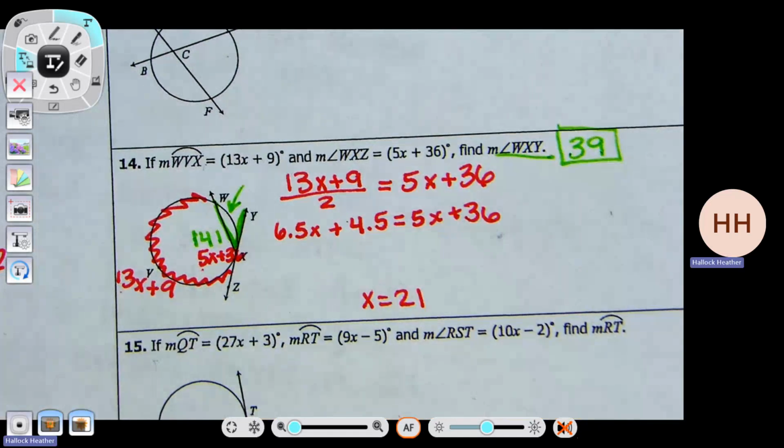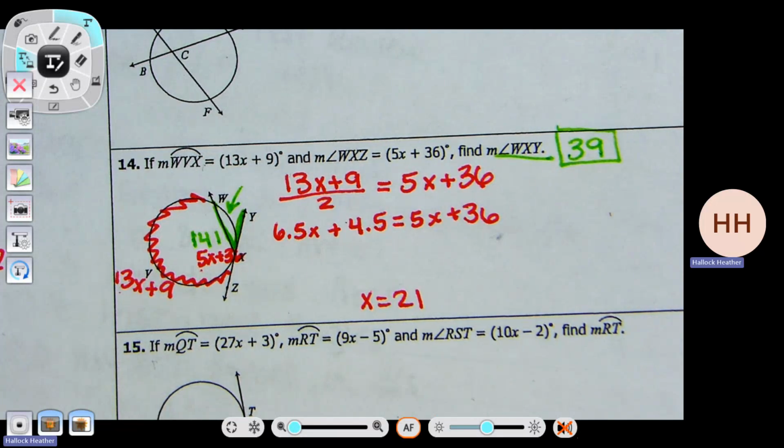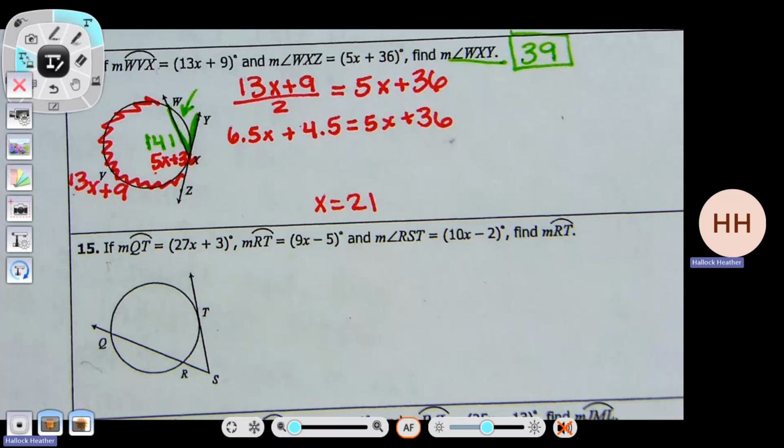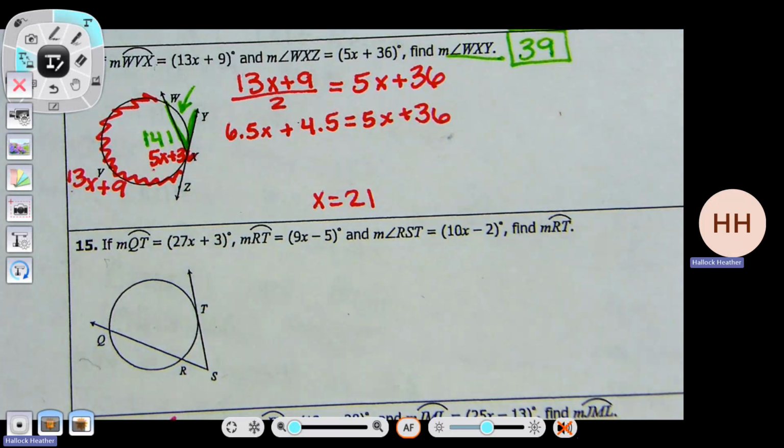Would you like to set up one more? I'd like to set up number 15 because that one's the hard one. So 15 is right after this one. This one we're going to set up together as well. So take a second, put your stuff on your picture.